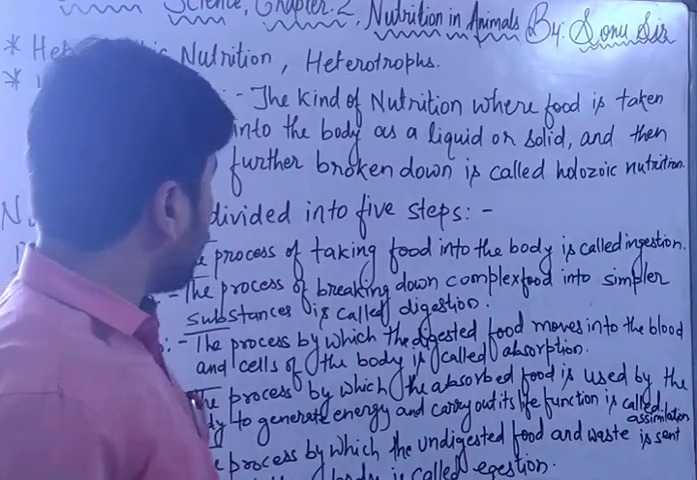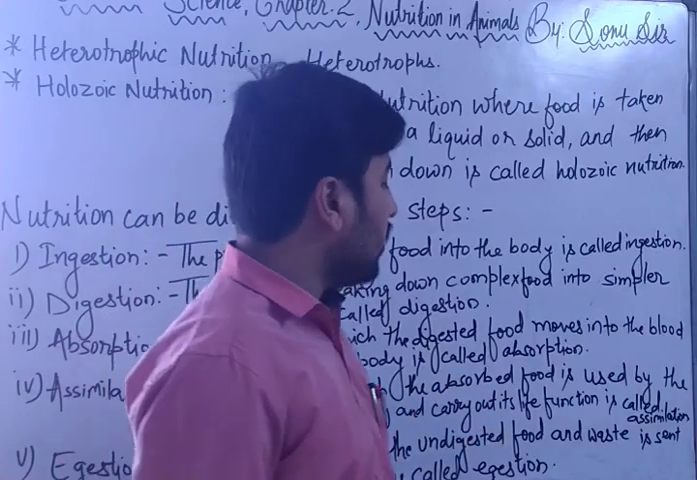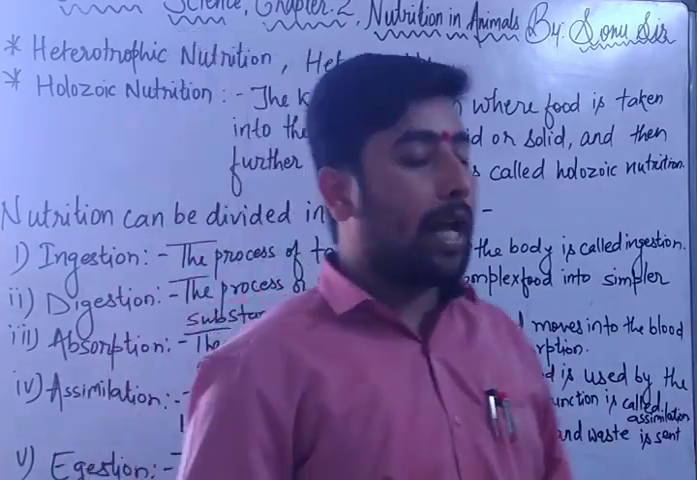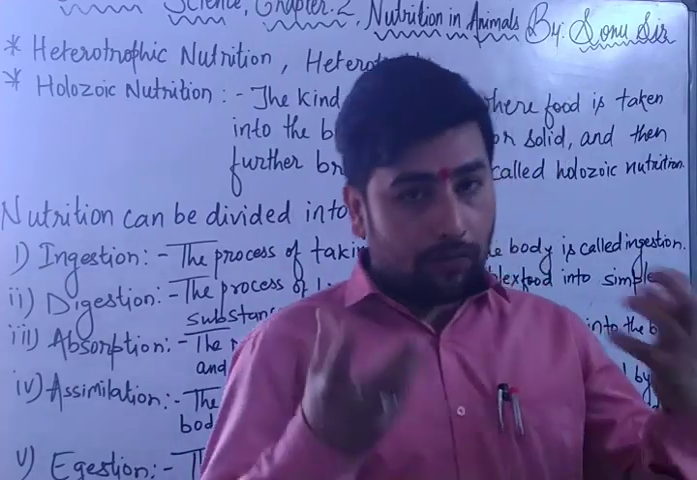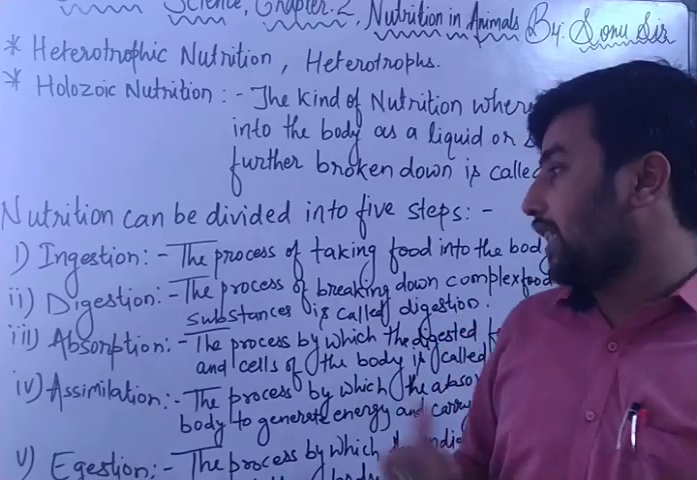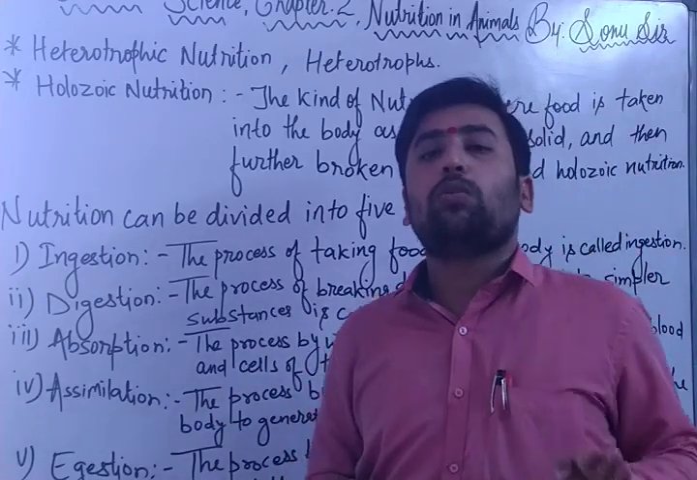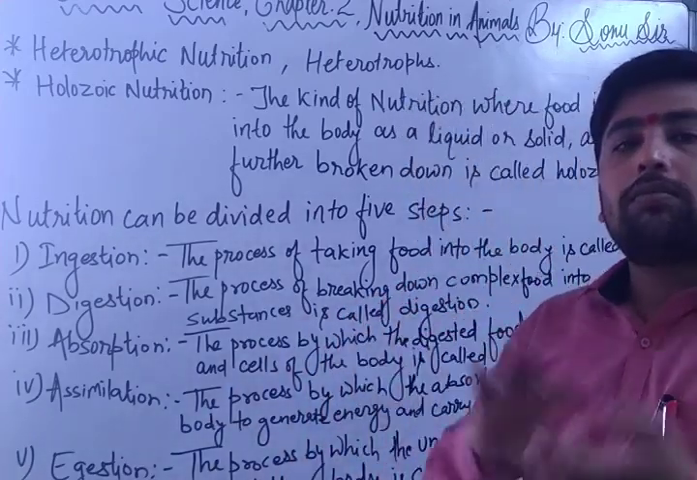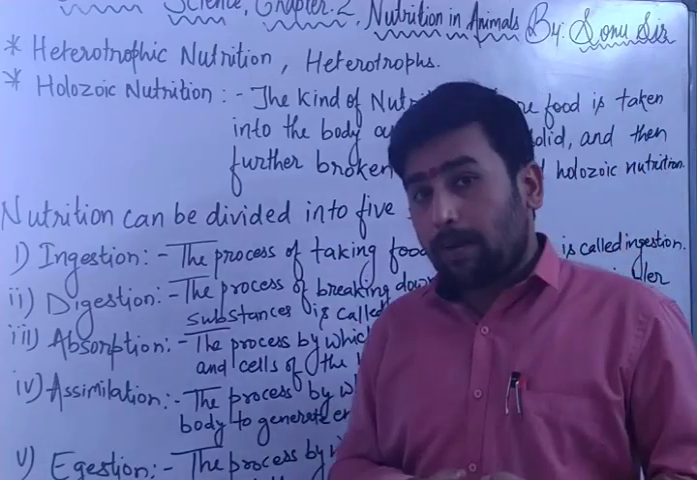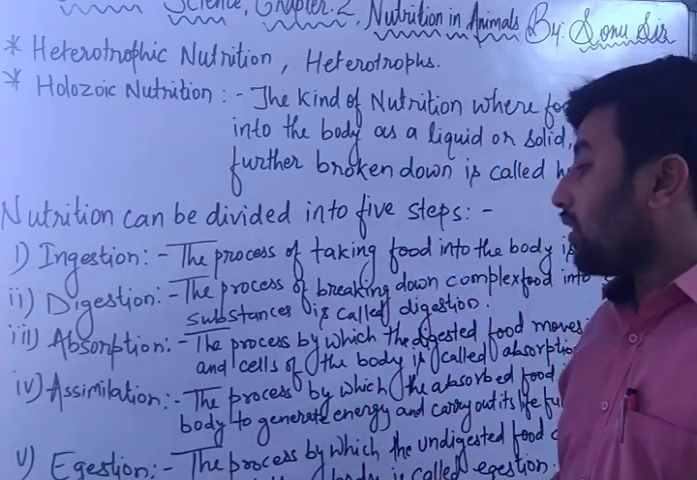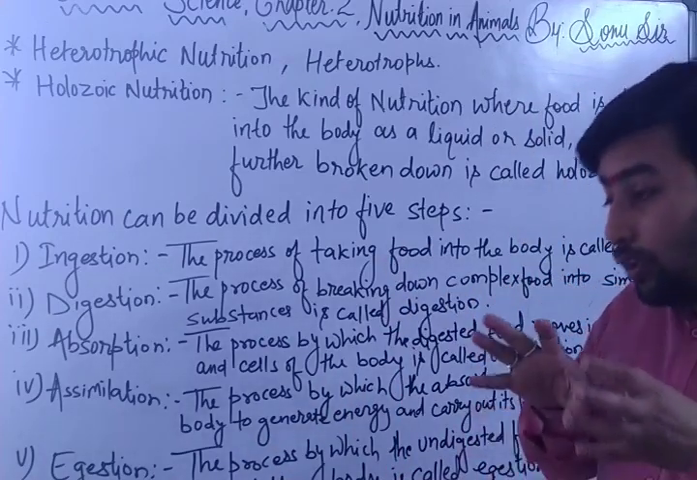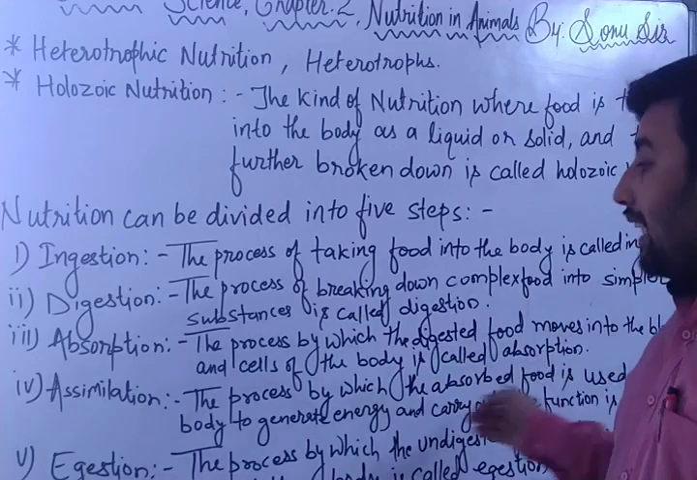Third one is absorption. The process by which the digested food moves into the blood and cells of the body is called absorption. So all of us know, breaking down of the food means the digestion process, a process by which complex food is broken down into simpler parts. As the food has been broken down into simpler parts, now the third process is absorption. Absorption means they will absorb. What will they absorb? The nutrition, and they will send this.